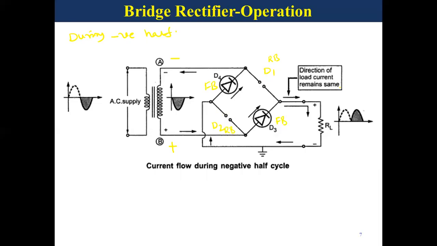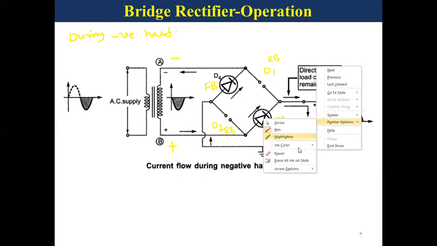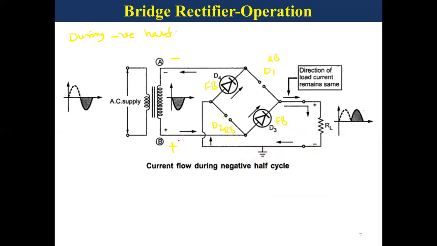Okay, then I'm trying to represent the current flow. As I already told, current direction is always represented from the positive terminal of the battery to the negative terminal. So the lower terminal is the positive now. So the current starts here, positive terminal, and it is flowing through the diode D3. Then it flows through the load, then through the diode D4 and back to the negative terminal. This is the current direction during the negative half cycle of the input in the bridge rectifier circuit.